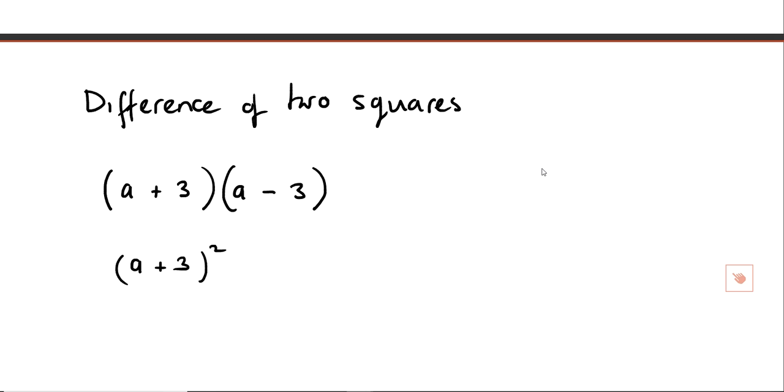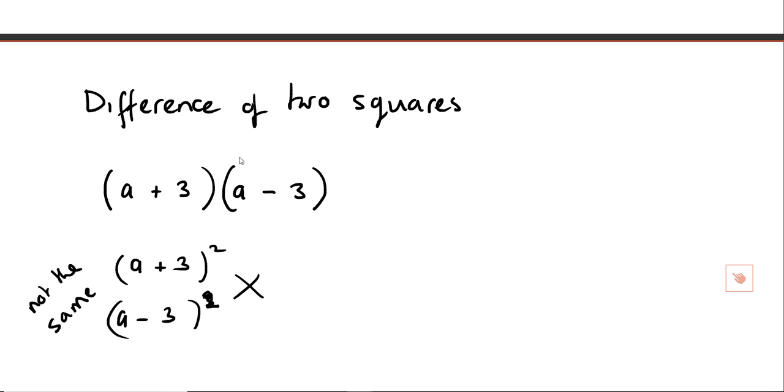If I said it was squared, that would be both of them being positive. If I did a minus 3 squared, that would be both of them being negative. So neither of these apply. You cannot represent this using these forms, because they're not the same. So we don't have that shorter way of writing it like we do with the perfect square.